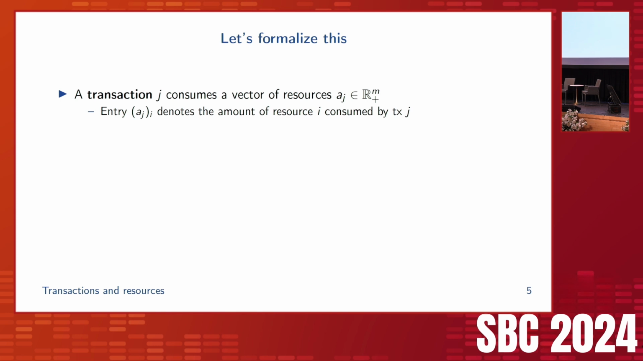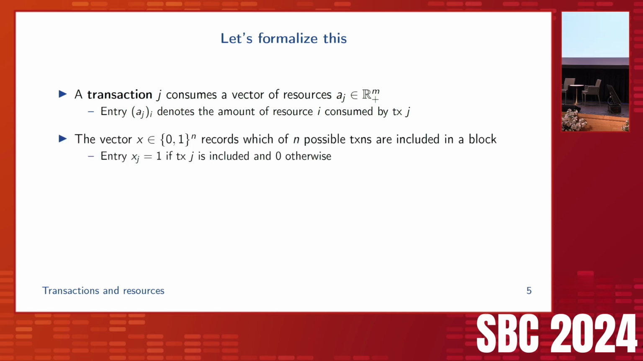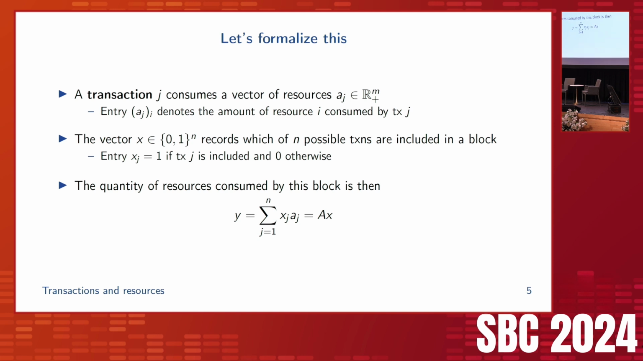So we're going to formalize this. A transaction j is going to consume a vector of resources, a_j, and we're going to say there are m different resources. That means the ith entry of this vector says how much of resource i is consumed by transaction j. Then a vector x is going to record which of n possible transactions are included in the block. So simply x_j is 1 if transaction j is included, and it's 0 otherwise. We can then write the quantity of resources consumed by a block, and when I say block, I mean just some unit of time, as this vector y, which is just the sum of each of the vectors of resource consumption times this 0, 1 variable that says whether it's included or not. And we can write this simply as this matrix A, where the columns correspond to the transactions, times the vector x.